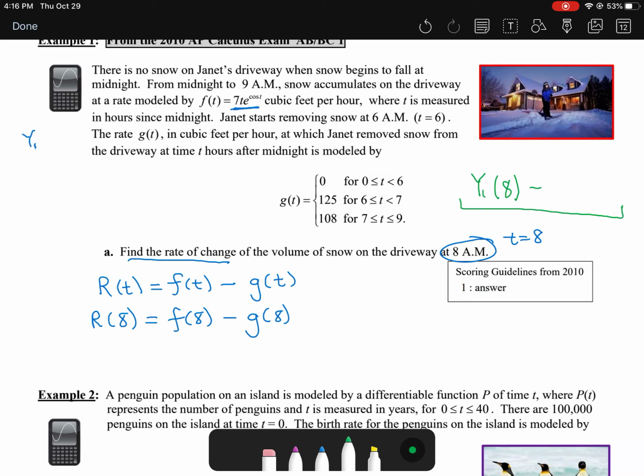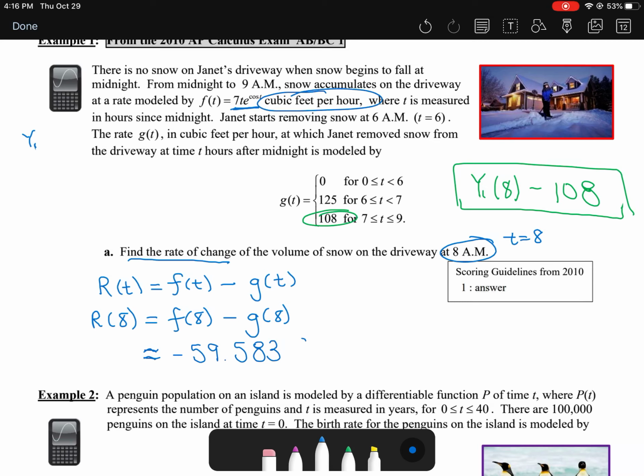Okay, so minus, and again, this green part here, you're not actually going to ever show this on your AP exam. I'm just doing this for you at home so you know how to put this in your calculator. Okay, so g of 8. Well, g of 8 is 108. So this right here is what should be in your calculator. Hit enter. And I get negative 59.583. And it's cubic feet per hour. And that is my answer.